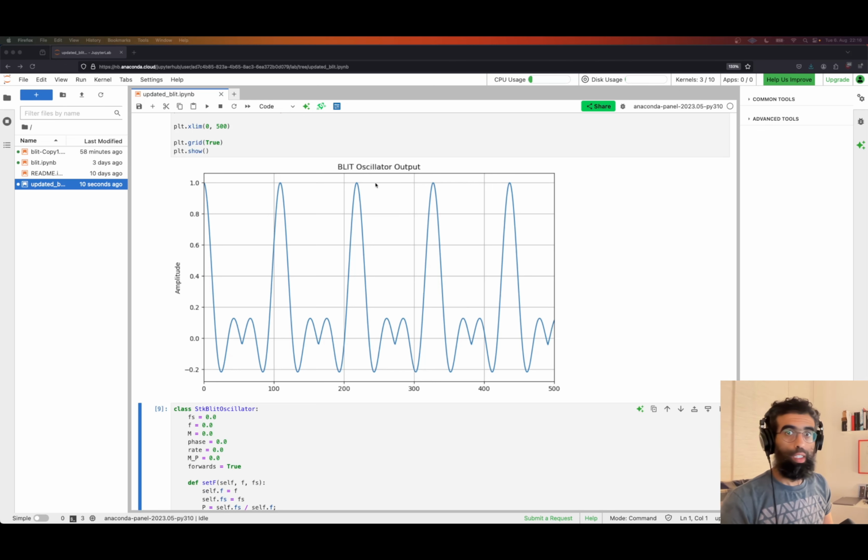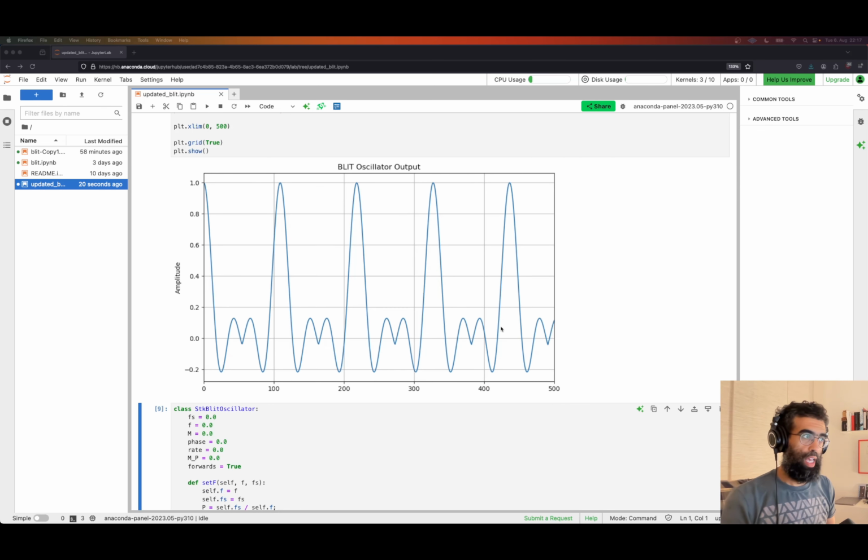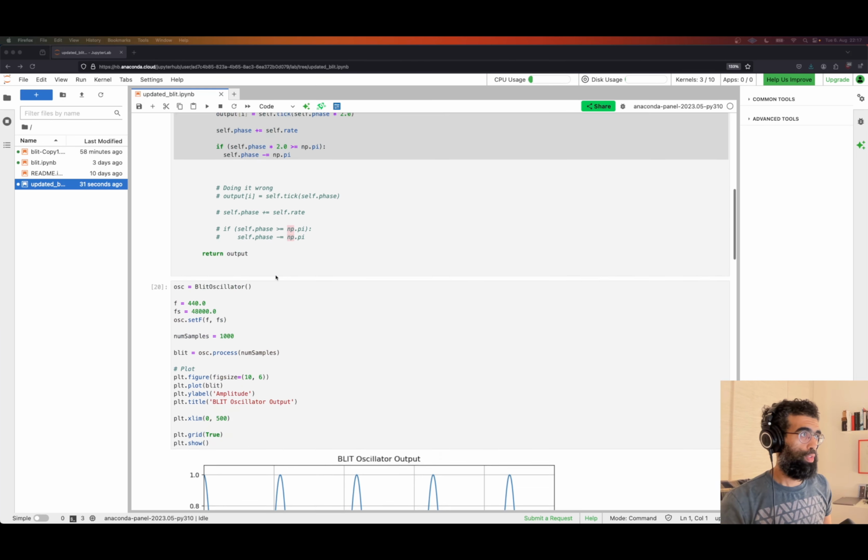You see here the output of the band-limited impulse train oscillator that I implemented according to that Stilson and Smith paper. This was the last state of it, the best that I could do. And my coworker pointed out a few things.